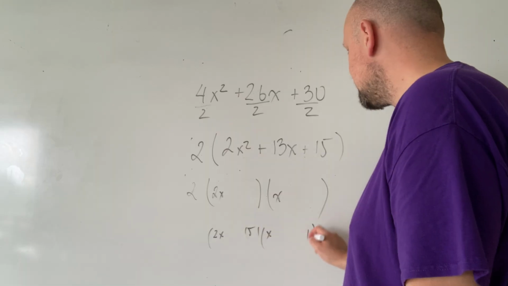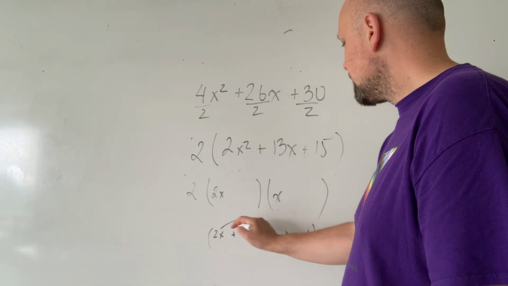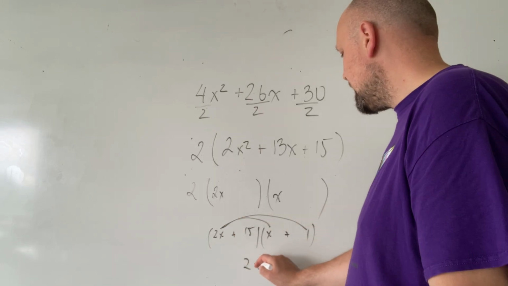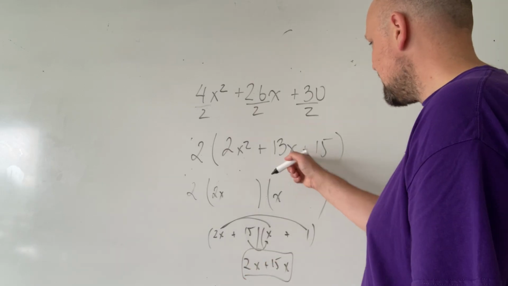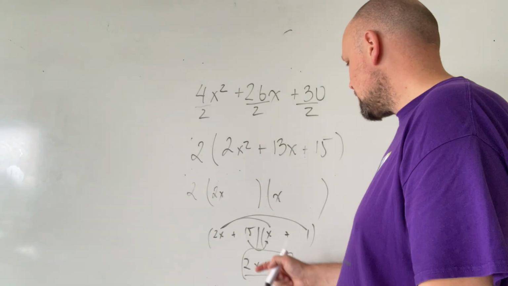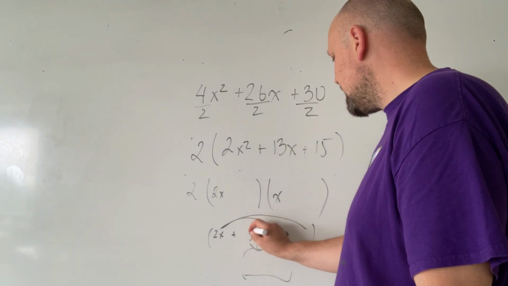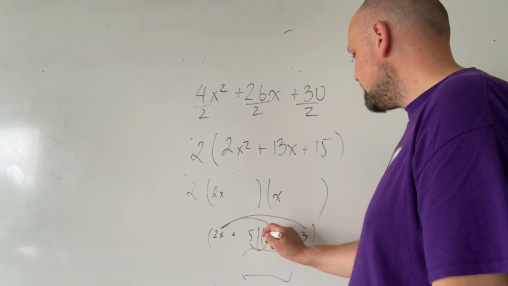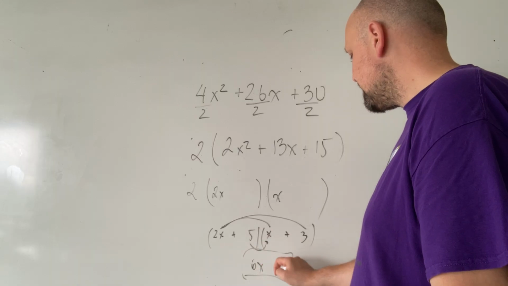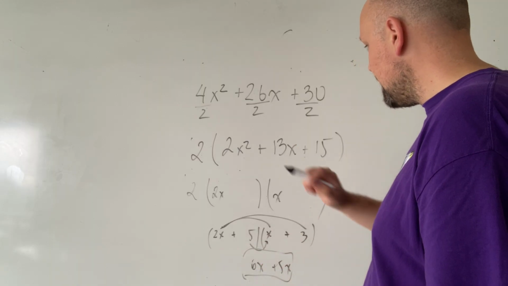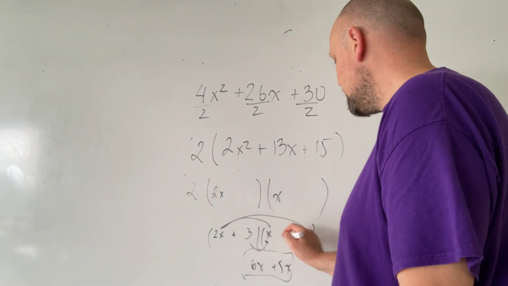Right? Well, if it was this, and everything's positive, so these are going to be positive, I would have 2x squared, 2x times 1, that's 2x, plus 15x. That's 17x. I don't have 17x, I have 13. So let's try something else. What if it was 5 and 3? 2x times x is 2x squared, that's good. 2x times 3 is 6x, plus 5x, that adds up to 11x. Still no good.